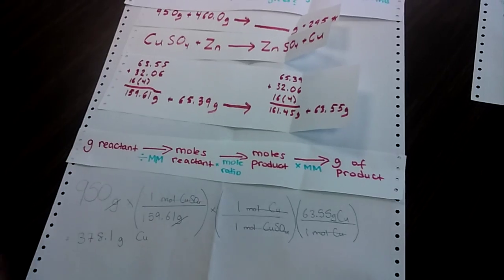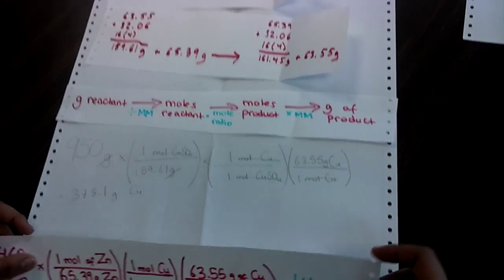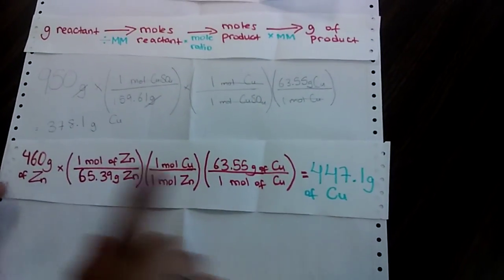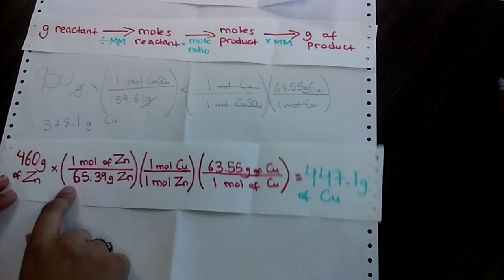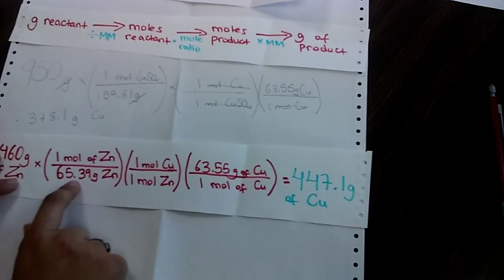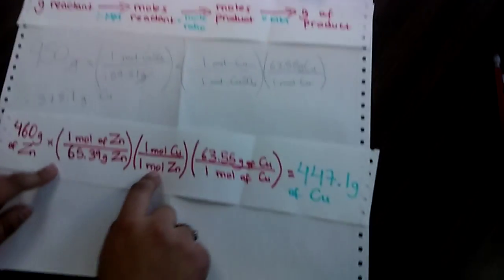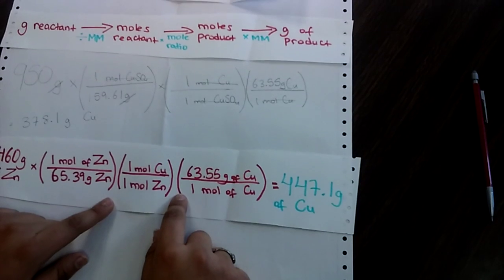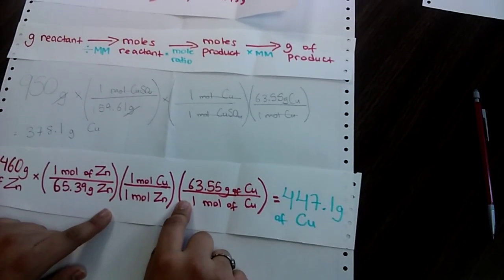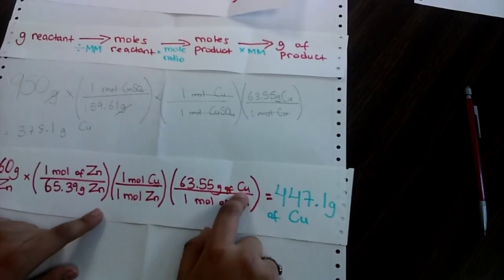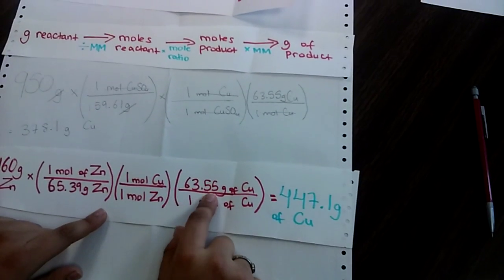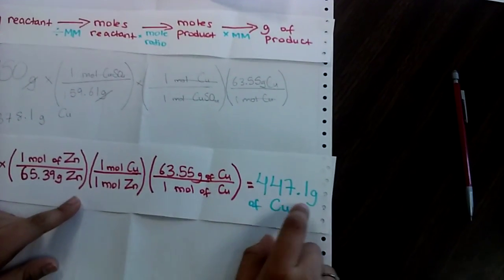And we're told that zinc is 460, and this is a pre-done problem. So 460 times 1 mole of zinc over 65.39, which is found over there, the molar mass of zinc, times the mole-to-mole ratio, 1:1, and then we multiply it by the molar mass of the product, which is copper, which is 63.55, and that gives us 447.1.